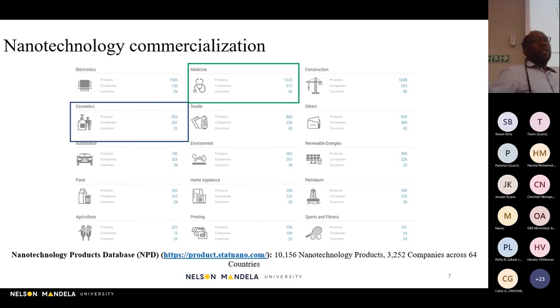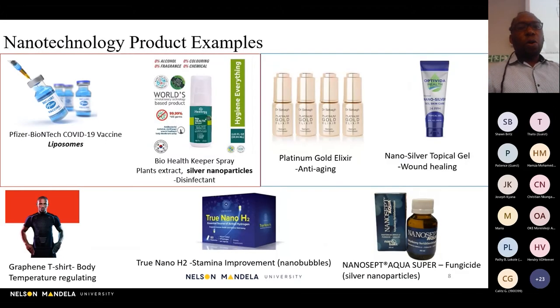A lot of people might be thinking that nanotechnology is something new, but you can see that there's a big market where you can use nanomaterials. For this presentation, I'll be mostly focusing on something relating to medicine and also a little bit of cosmetics. On this slide, one of the biggest examples is liposomes, which are used in the Pfizer vaccine. And here I also have another one, which is silver nanoparticles.